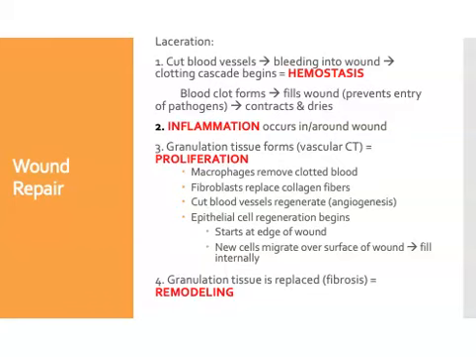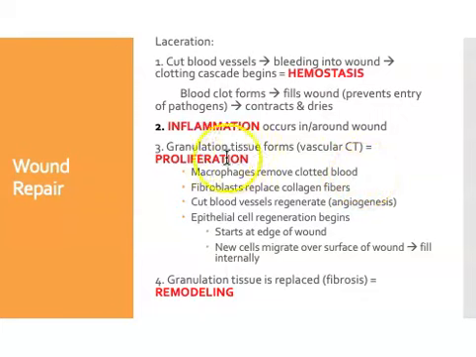But those new cells are not the only cells that are involved in this phase. What happens during proliferation is several types of immune cells are going to come into the area, particularly a cell called a macrophage. Remember, if you translate macrophage, it means big eater. These are immune cells that are going to help remove that clotted blood.